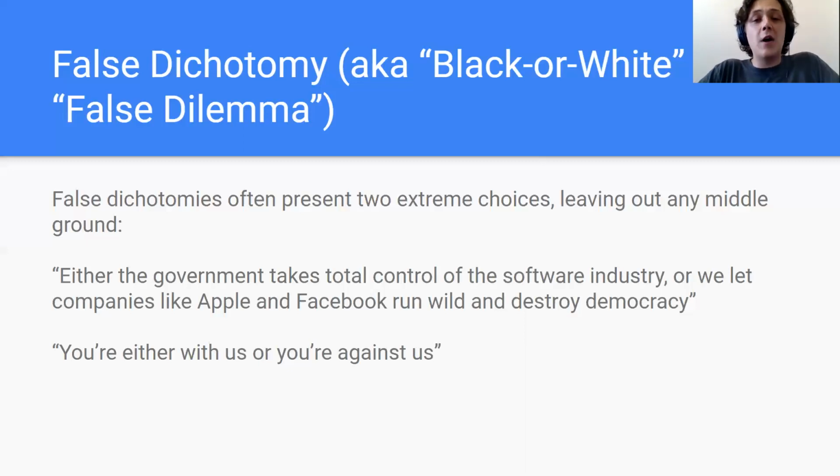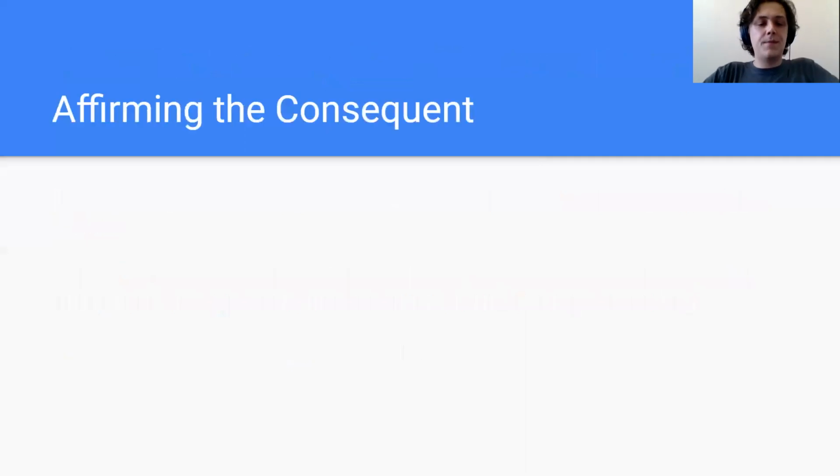It insists on a false dichotomy of either ally or enemy, and that there's no middle ground, when in fact, there is middle ground. Right? So that's a false dichotomy fallacy.